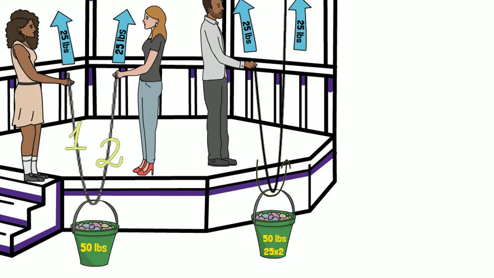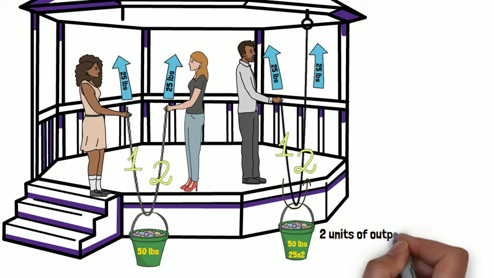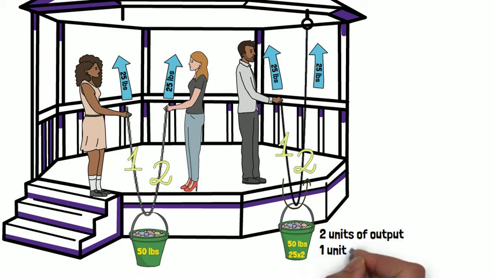Ron's 25 pounds of upward force gets doubled as it travels around the bucket, creating the effect of 2 ropes each holding 25 pounds for a total of 50 pounds to lift the bucket. Ultimately, there are 2 units of output, or 50 pounds, for every 1 unit of input, Ron's 25 pounds of force. This is a 2-to-1 pulley system.